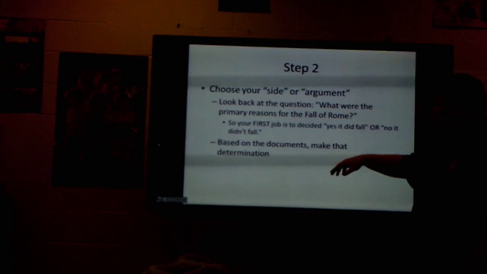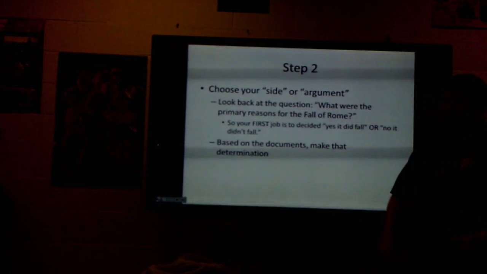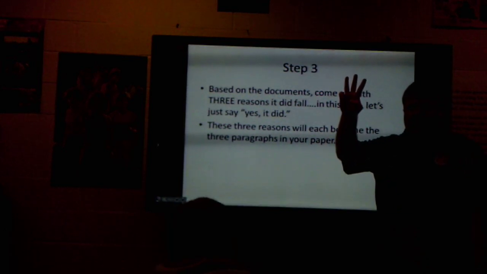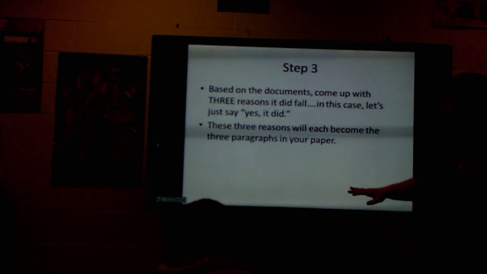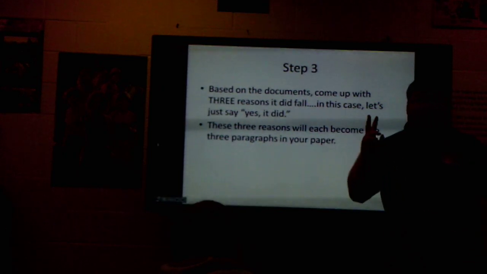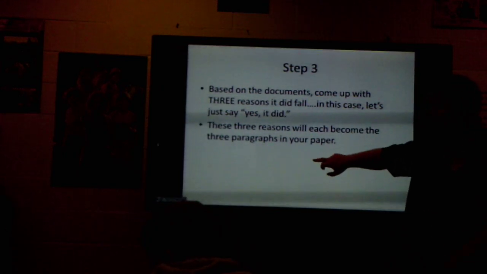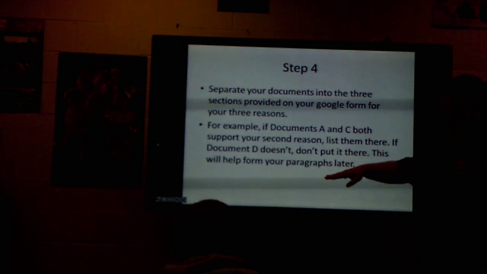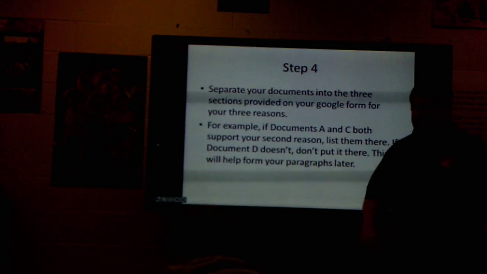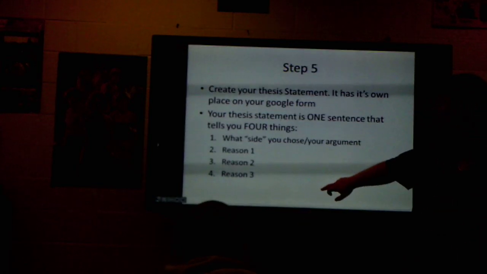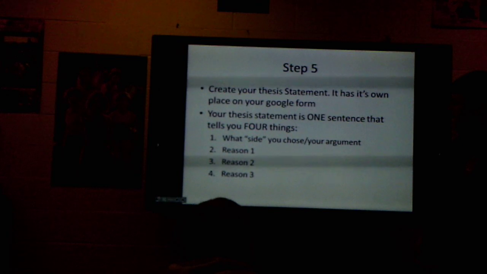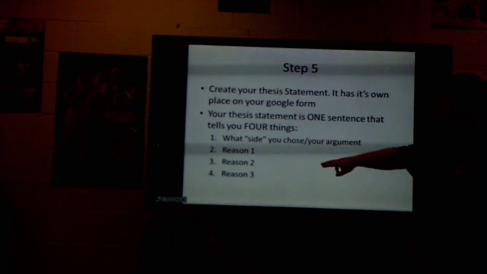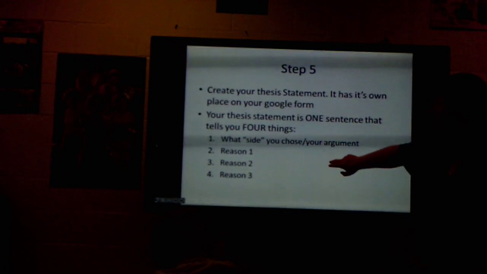It's gone. Then based on the documents you're going to make that determination, and then you have to come up with the 3 reasons it fell. Okay? These 3 reasons are going to become the paragraphs in our paper, in our pretend paper that we're not going to write. Okay? Separate your documents. If document A and C support the second reason, there it is. If D doesn't, it doesn't. You're going to create your thesis statement. Okay? What side were you on? Yes, it fell, or no, it didn't fall, and then state your reasons. Reason 1, 2, and 3.